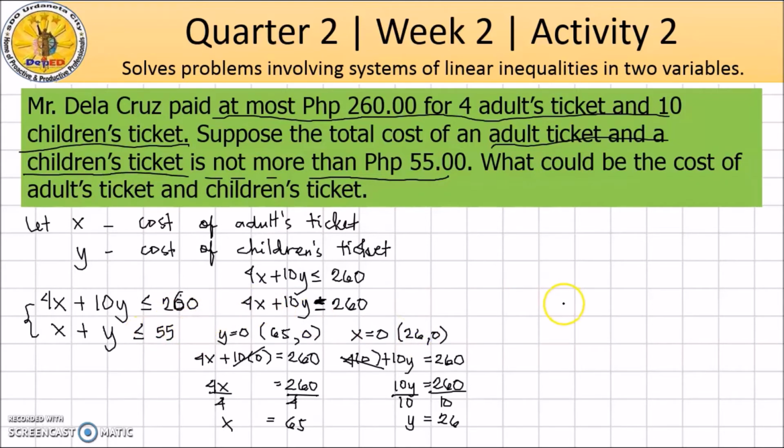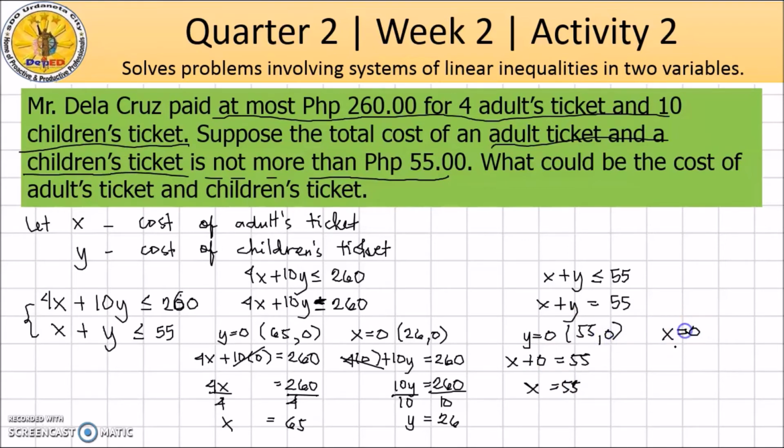For the second inequality, we have x plus y is less than or equal to 55. Just like the first, we change this into an equal sign, so x plus y is equal to 55. To solve for the x-intercept, we let y be 0. So x plus 0 is equal to 55, therefore x is equal to 55, and our x-intercept is (55, 0). For the y-intercept, we let x be 0. So 0 plus y is equal to 55, or y is equal to 55, and our y-intercept is (0, 55).